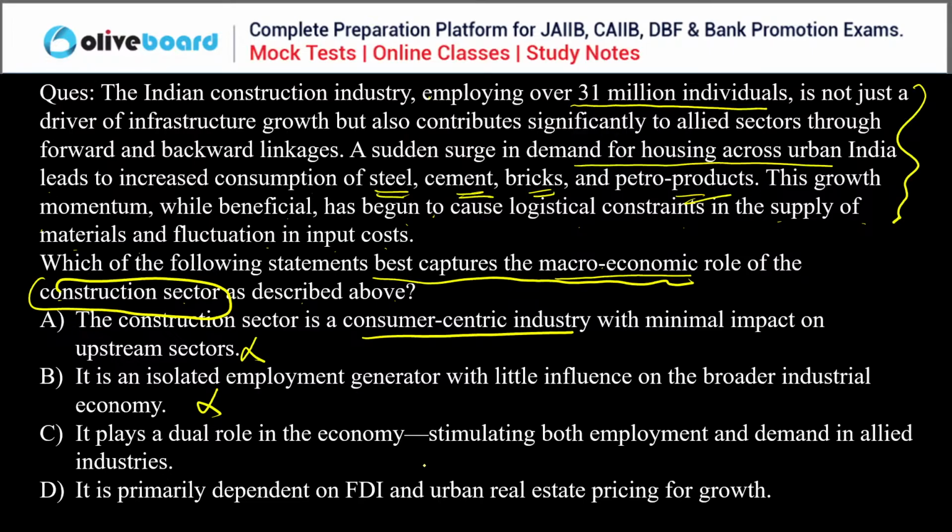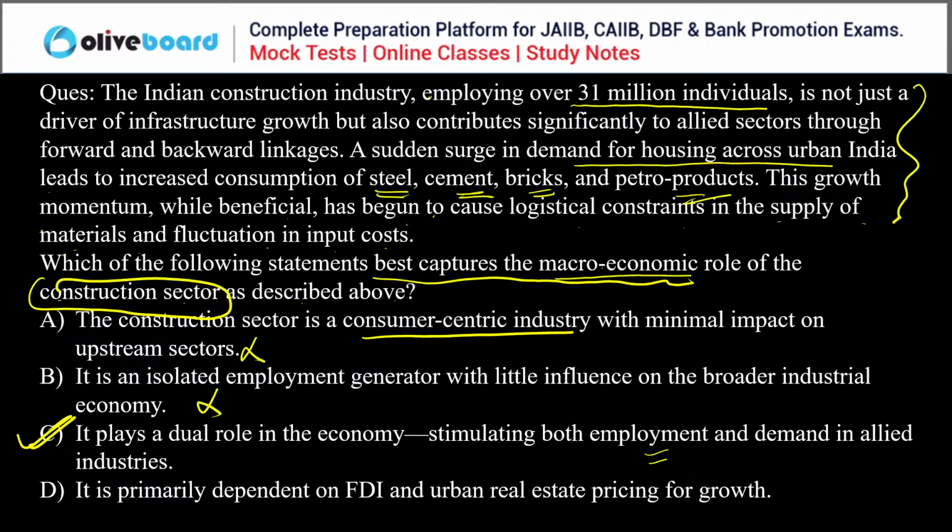Now, it plays a dual role in the economy. Yes, it helps in generating employment and demand in the allied industries. For example, when you have to manufacture, you need some mining products, like steel and cement, right? So there is an effect of the manufacturing sector on the primary sector. Yes, C is the correct answer.